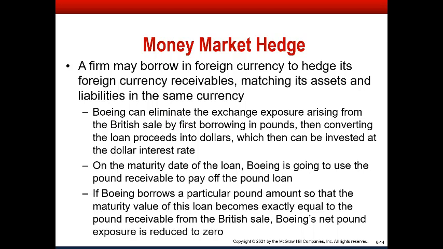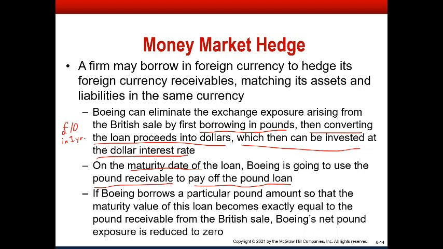So Boeing's going to eliminate their exchange exposure from their sale of plane parts to British Airways. So remember, they have a 10 million pound receivable coming in 1 year, 10 million pounds, by borrowing in pounds, then converting to dollars, and then investing at the dollar rate. Okay, when that loan matures, they've got the pound receivable available, sitting there ready to pay off the pound loan.